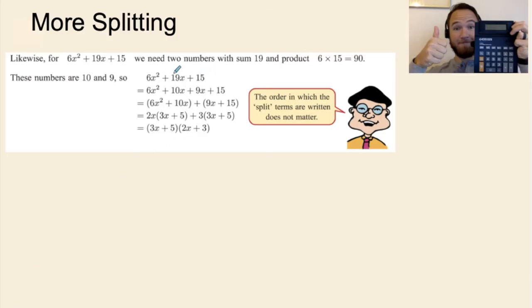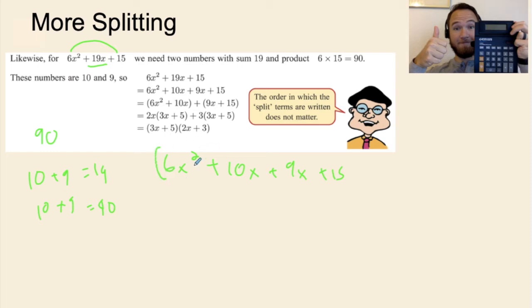Okay, so let's look at another example here. 6x squared plus 19x plus 15. We need two numbers with a sum of 19 and a product of 6 times 15, which is 90. So we need to multiply to be 90 and add to 19. Well, 10 plus 9 gives me 19, and 10 times 9 gives me 90. From here, I'm going to have 6x squared plus 10x plus 9x plus 15.